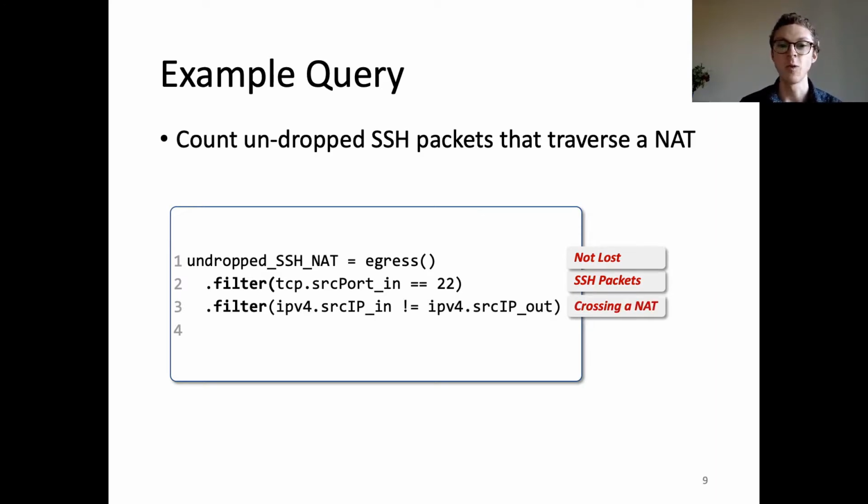Then we'll check whether or not the packet traversed a NAT in the switch by checking whether the source IP of the packet changed from when the packet entered the switch to when the packet left the switch. And then finally, we'll add a filter on the output port to ensure that the packet is not meant to be dropped due to an access control list rule.